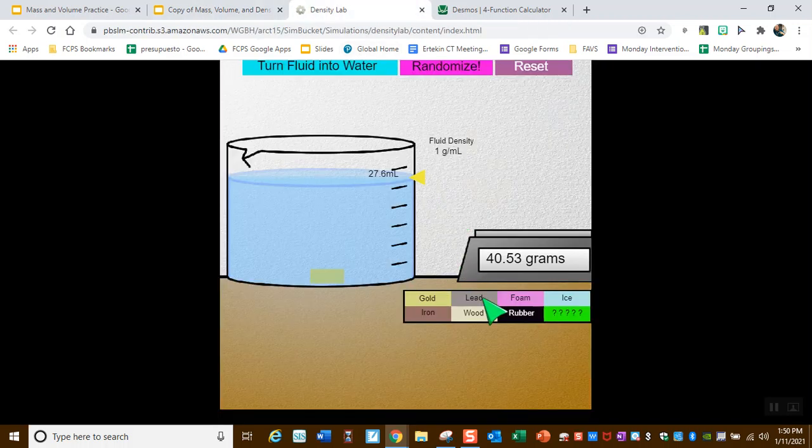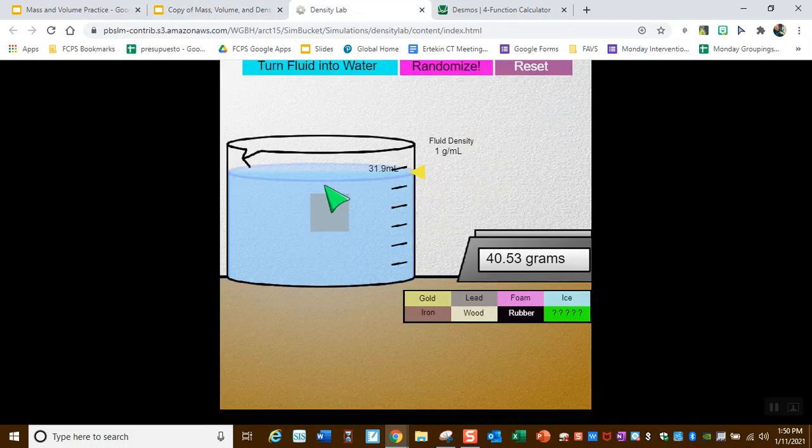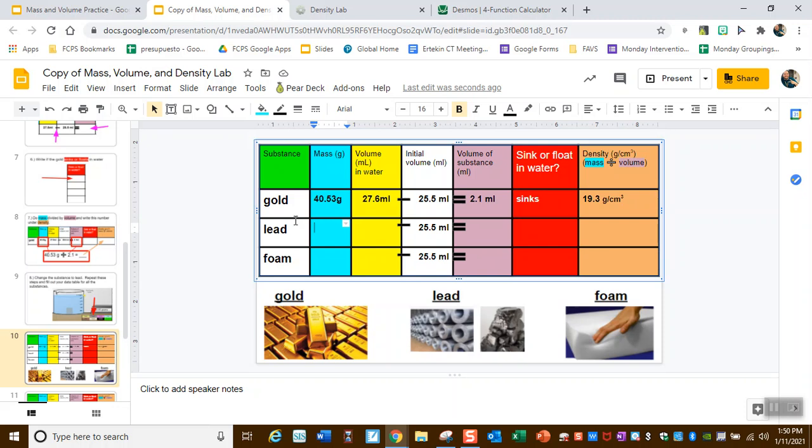So, click on lead. Okay, now we have lead. Ahora tenemos un pedazo de plomo. We're going to do the same thing. The first thing we need is mass. For mass, you put it on the scale. 72.32 grams. So you write it here.